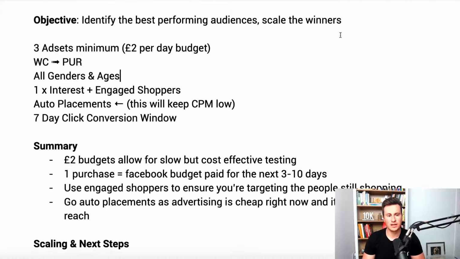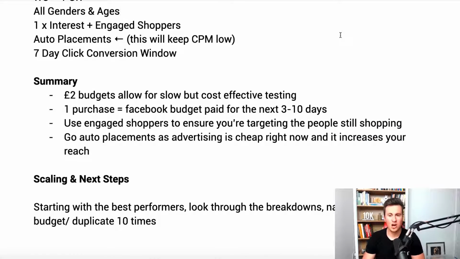When you've run these 3 ad sets for at least 5 days, I'm a really big believer, by the way, of I would much rather split my budget over the course of, say, a week versus 1 or 2 days. So once you've run these for at least 5 days, if not 7, start with the best performers, look through the breakdowns, and then narrow and increase the budget and duplicate by 10 times. So if you do like this micro budget strategy, what you could do is duplicate the ad set 10 times. So you're spending $20 per day. You can see the individual results per ad set, and then you can just kill the ones which aren't profitable and continue to scale and increase the ones that are.